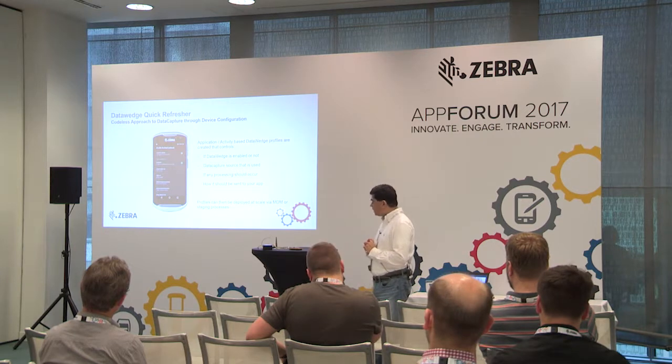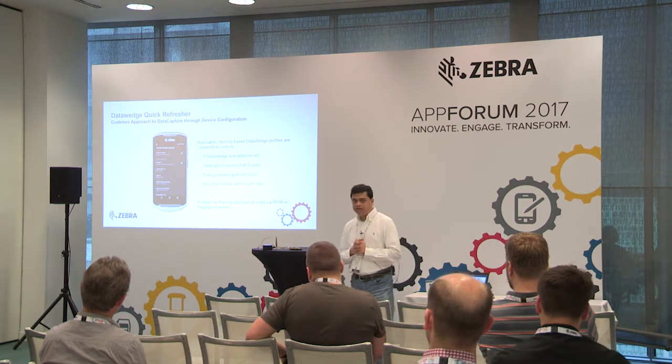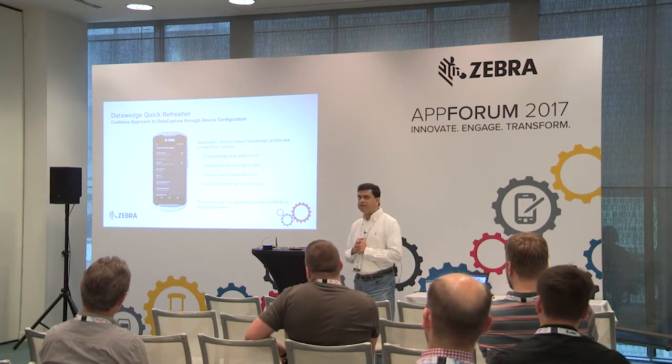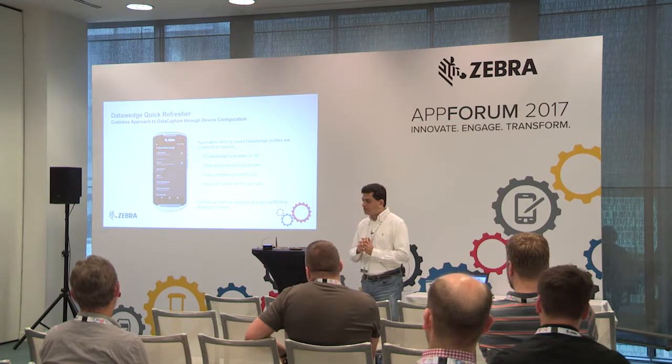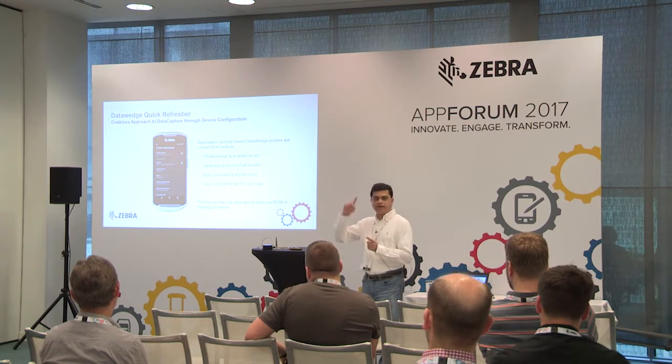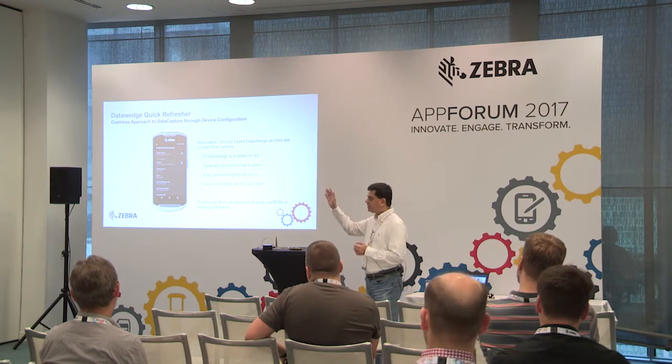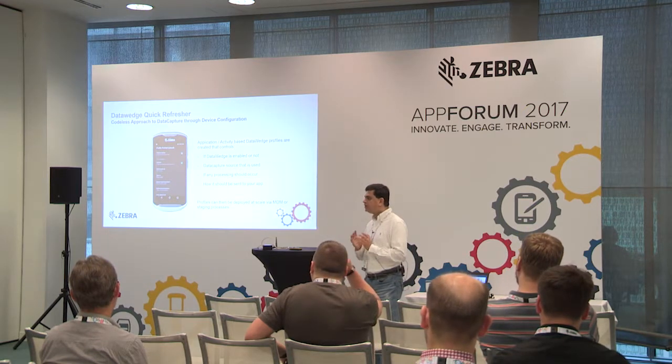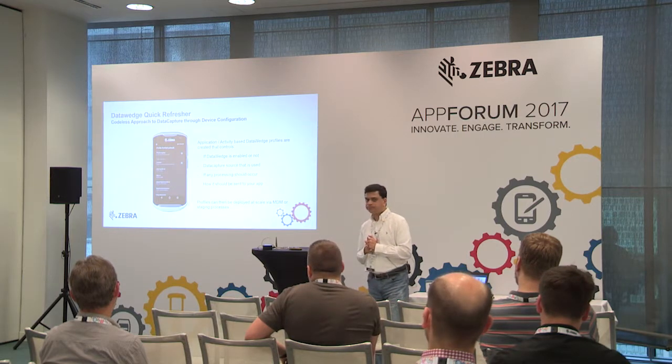It also has the option of sending the data to a PC over Wi-Fi. You can set up Data Wedge to say, I don't want you sending it to my application, or I still want you to send it to my application, but I also want you to send the data to this IP address. Obviously, you have to have something on the PC to receive the data, but Data Wedge does most of the work on the device for you.